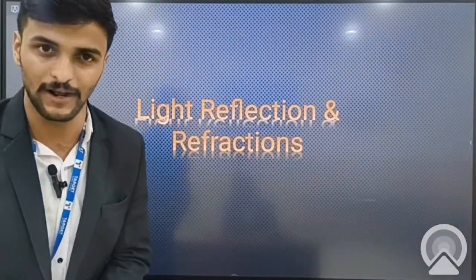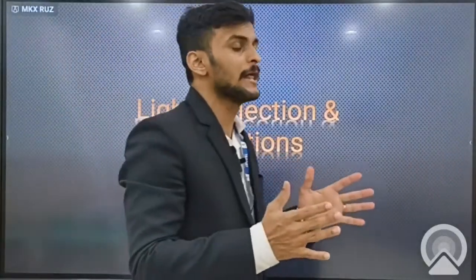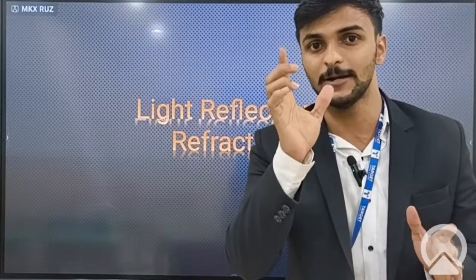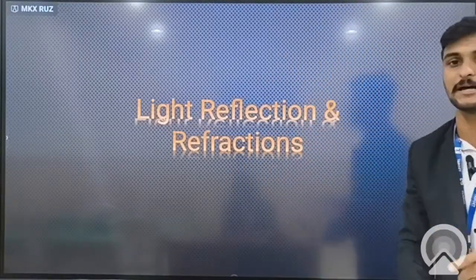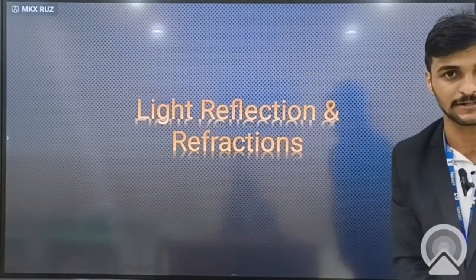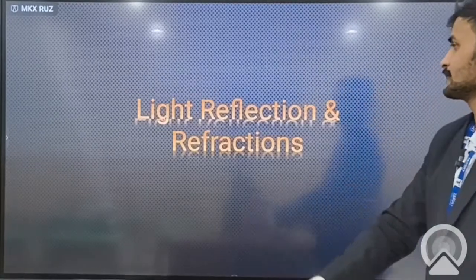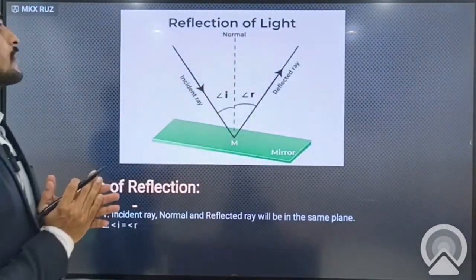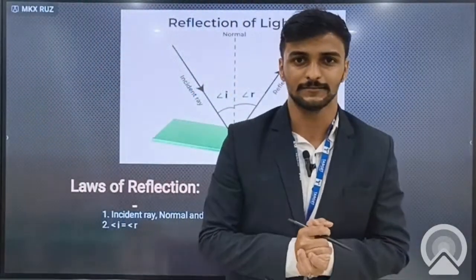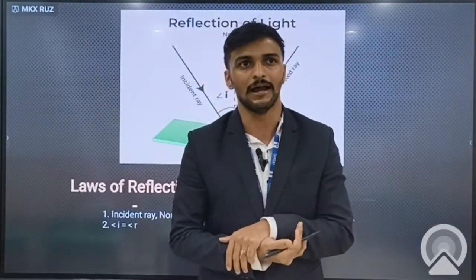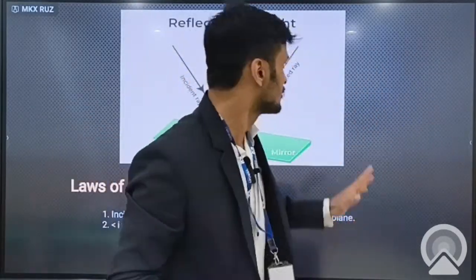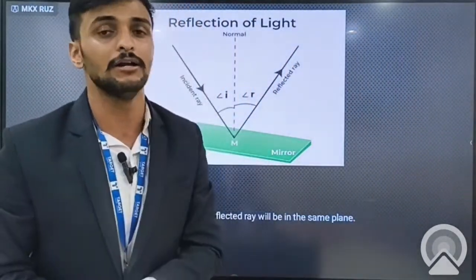So our first chapter, light reflection and refraction. This chapter is very important because 60% of your board exam questions are coming from this chapter. Clear? Okay, so let's start. The chapter starts with reflection of light. We know what reflection is: light hits a mirror and retraces back. That is simple reflection. So first we have to discuss the law of reflection.